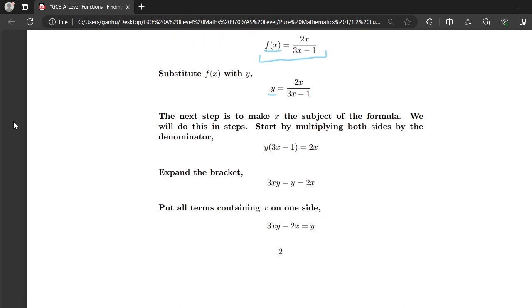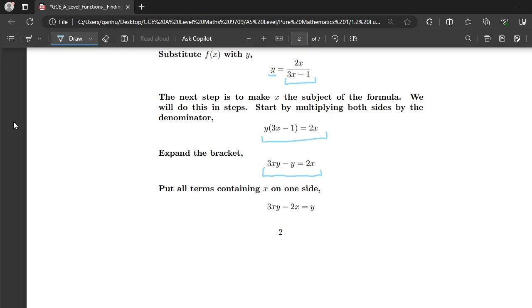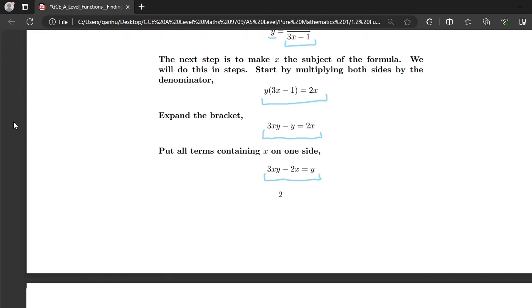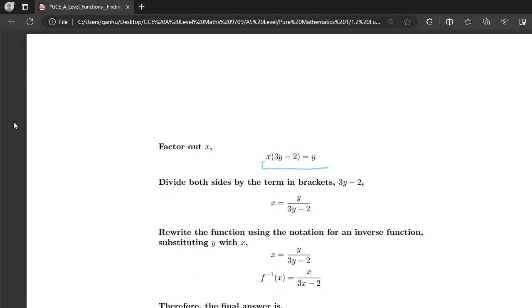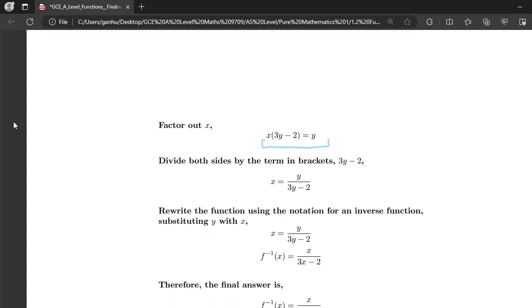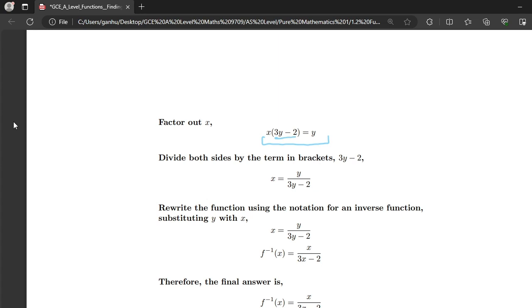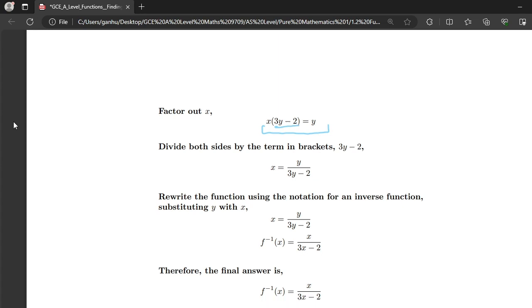So in this case, we're going to multiply both sides by 3x minus 1 to get rid of the denominator. So it becomes y times 3x minus 1 equals 2x. And then we expand the bracket, we get 3xy minus y equals 2x. And then put the terms containing x on the left hand side. And then now we are going to factor out the x. So it becomes x times 3y minus 2 equals y. And then make x the subject of the formula by dividing both sides by 3y minus 2. So it becomes x is equal to y over 3y minus 2.